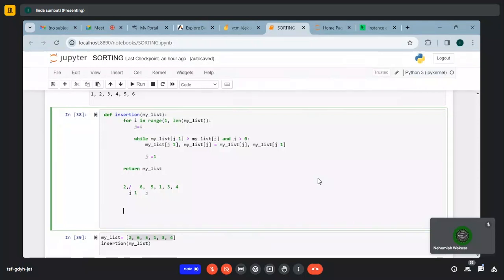We have 2, 6, 5, 1, 3, 4. The major assumption in insertion sort is that the first element is assumed to be sorted. That means our iteration starts at the next element after the first element, which is 6, and 6 is placed at position J. The outer loop is for I in range from position 1 to the length of my list, so where will it start iterating from? From 6, which is the first I element. That is why J is equal to 1.